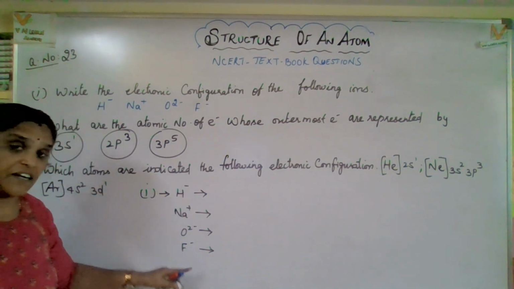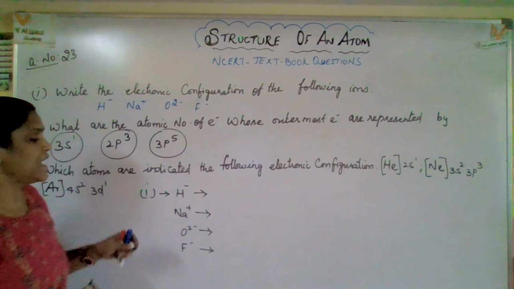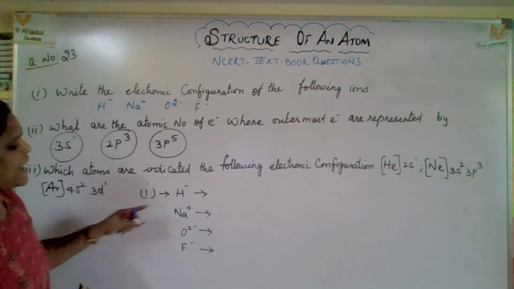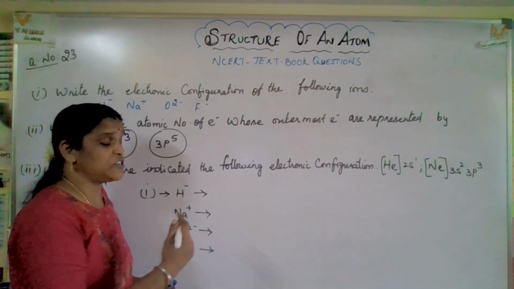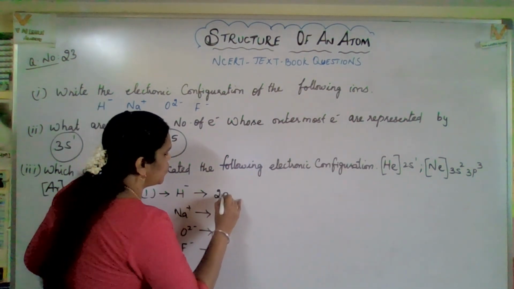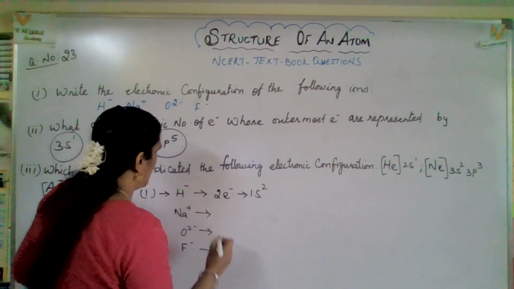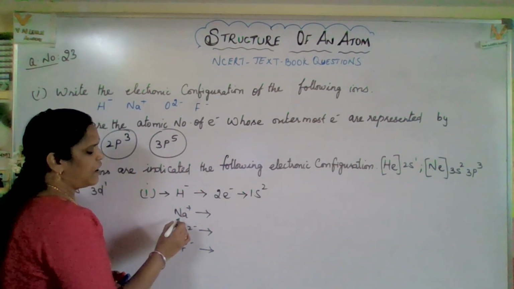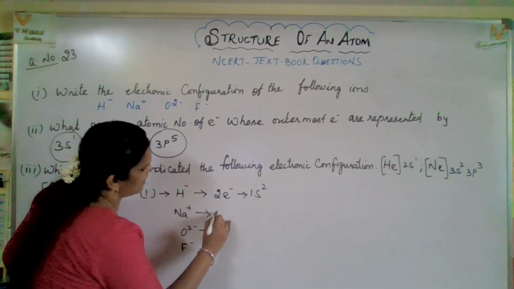I hope you have learned all these ideas, how to write that electronic configuration. Come on, let us find out this. Actually, hydrogen atomic number 1, but minus is there. That means addition of electrons. So that means 2 electrons. How to write that electronic configuration? 1s2. Right, now that same way, sodium atomic number 11 and plus 1, that means 10 electrons.